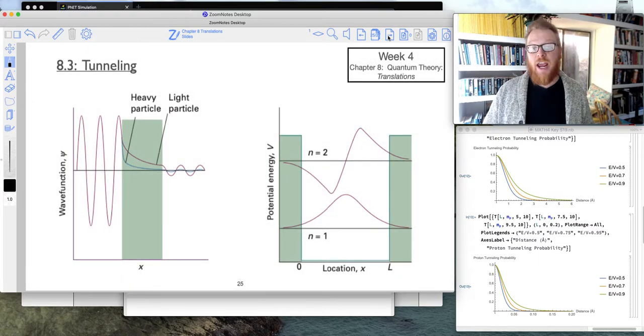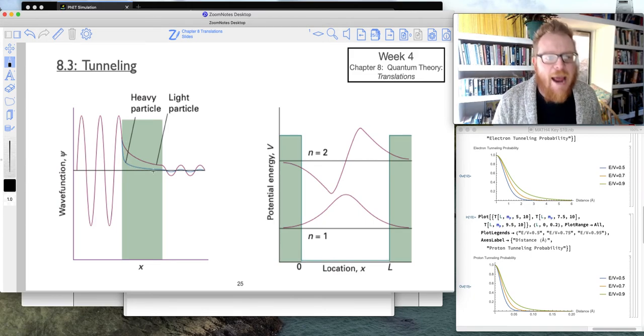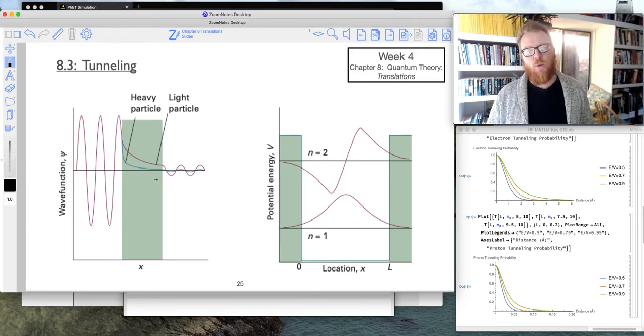What happens when we change the mass of these particles? Well, for the same incident energy, if my heavy particle and light particle had the same kinetic energy, then the heavy particle will experience more dampening than the light particle. In other words, it'll have a smaller transmission probability for the same given kinetic energy, which is kind of to be expected. And to demonstrate that, this is what you're going to do in your Mathematica assignment.